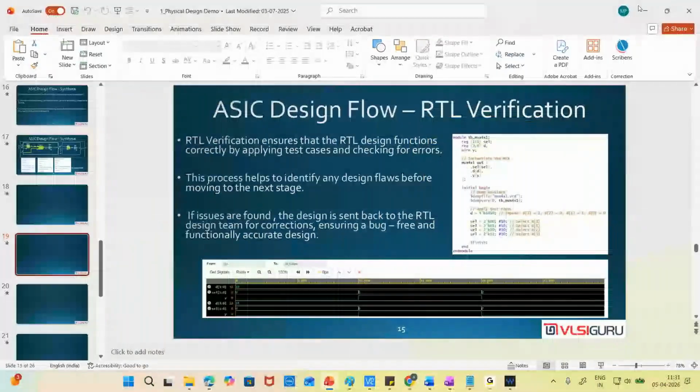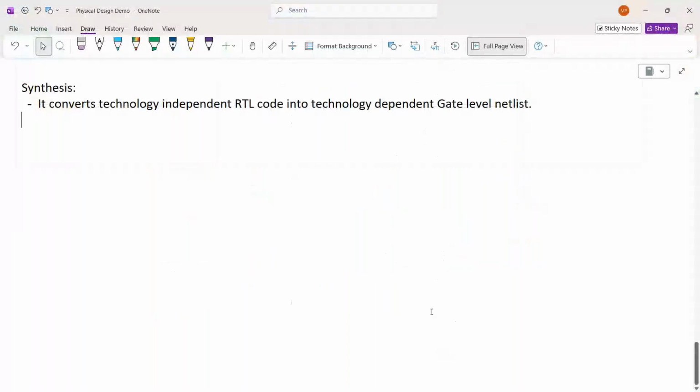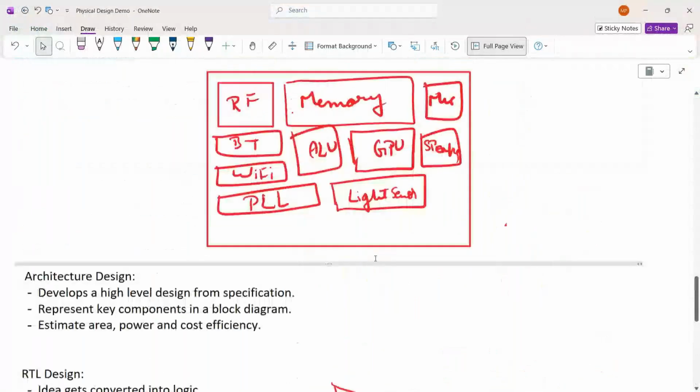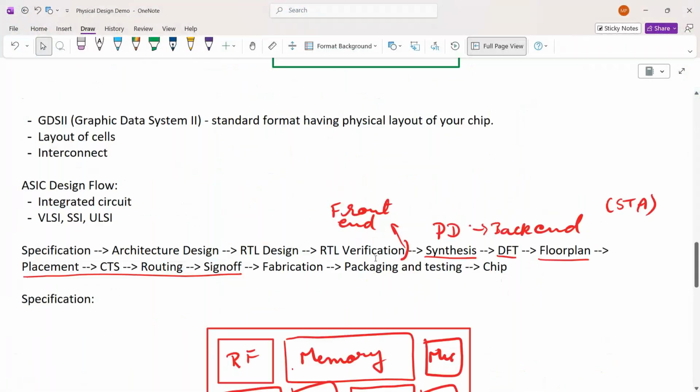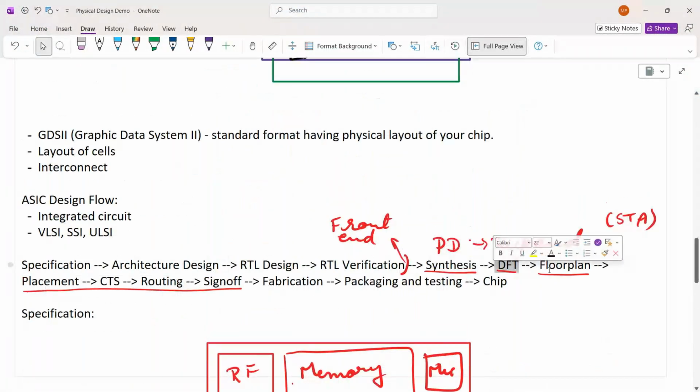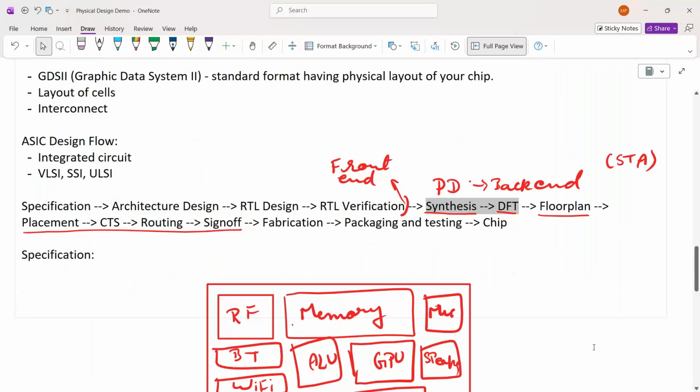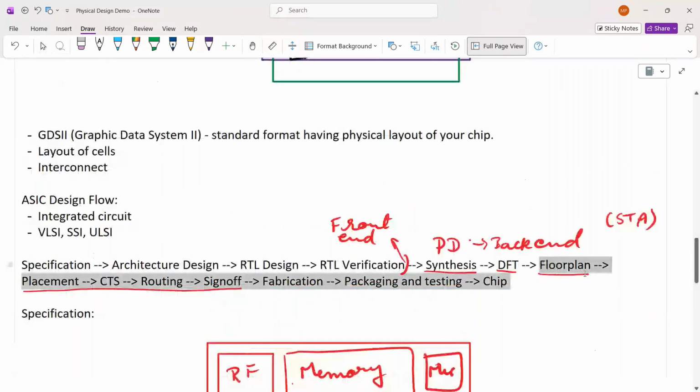I'll stop it, because now rather than showing, I will draw. So here, till here, synthesis is done, and DFT is done on the synthesis. Now comes the PNR. Synthesis is one individual area of backend, and now comes the PNR team. The PNR team will do floor plan till sign off.